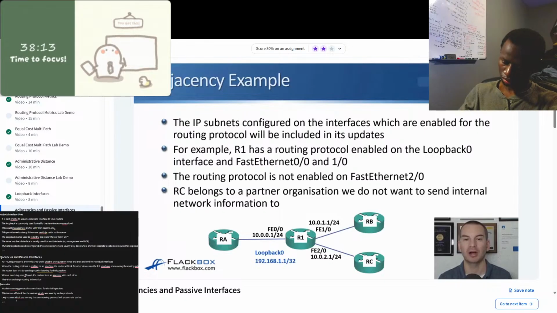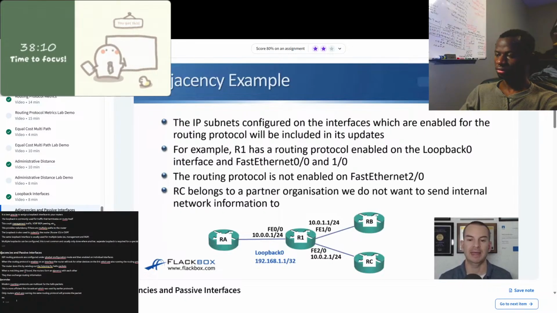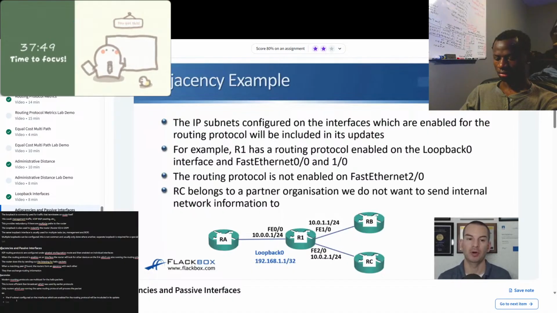Okay, an adjacency example. So here we've got router R1 in the middle, and RA, RB, and RC. And on R1, we've got a loopback configured there with IP address 192.168.1.1/32. The IP subnets configured on the interfaces which are enabled for the routing protocol will of course be included in its routing protocol updates. For example, R1 here has a routing protocol enabled on the loopback 0 interface and interfaces FastEthernet 0/0 and 1/0, but it's not enabled on Fast 2/0.